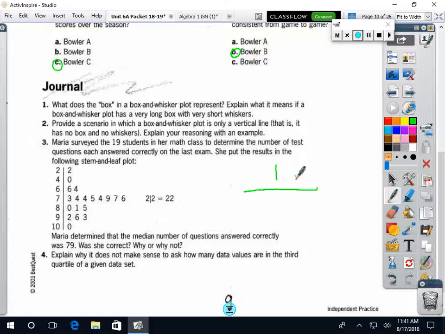22. Correct? Because up there, isn't that 2 and then the bar 2 representative of the number 22? So the person who did the worst only got 22 questions right. The person who did the best got how many right? 100. Okay? Now, she is saying that she determined the median number of questions answered correctly was 79. Was she correct? Okay, don't say it out loud. I want you to figure out if the median is indeed 79 by yourself.